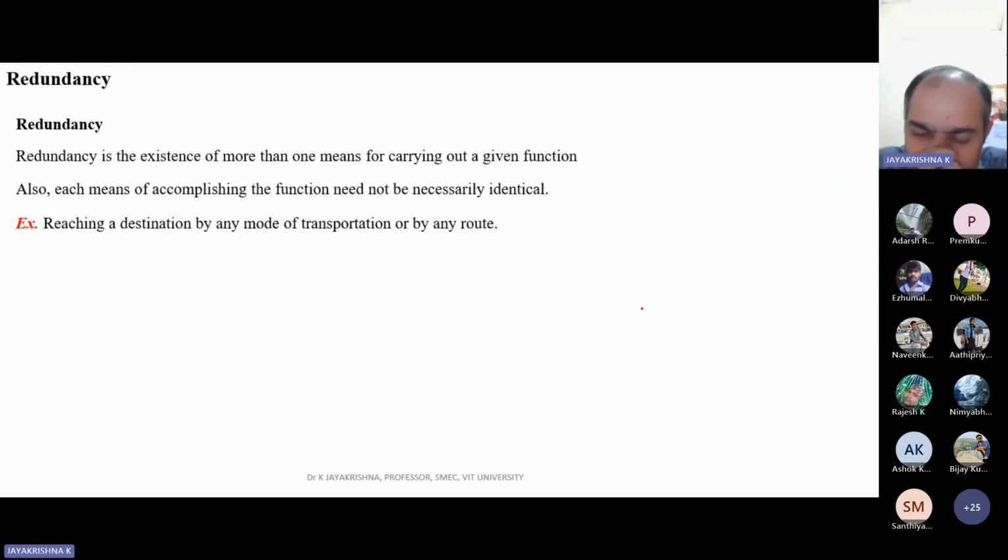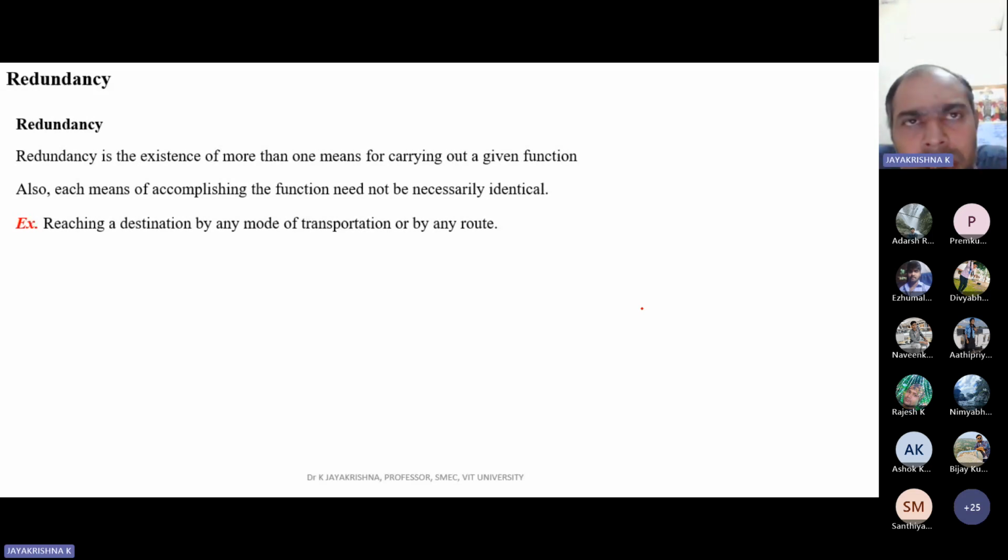Okay, so next we see one more definition. That is called redundancy. Redundancy means the possibility or the existence of doing things in more than one way. Say, for example, if you're doing any mathematics course, you'll understand this. There is more than one way to find a solution to your problem.